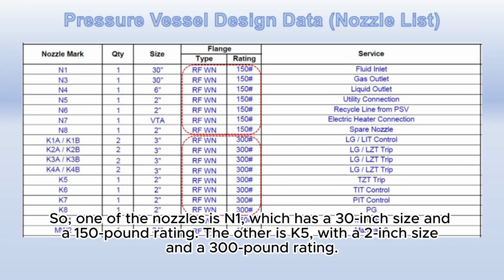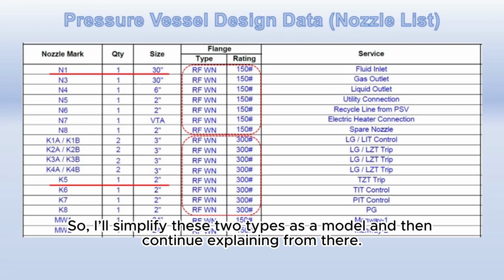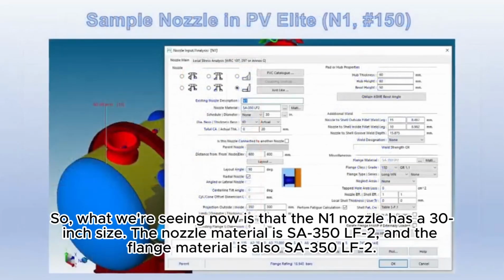So one of the nozzles is N1, which has a 30-inch size and a 150-pound rating. The other is K5 with a 2-inch size and a 300-pound rating. So I'll simplify these two types as a model and then continue explaining from there. So what we're seeing now is that the N1 nozzle has a 30-inch size.